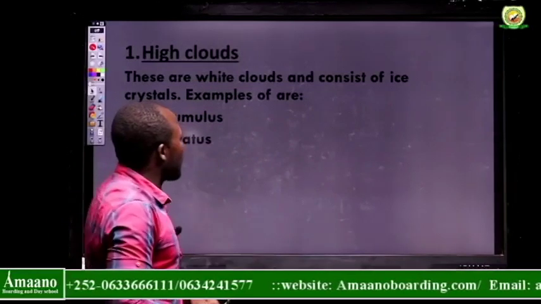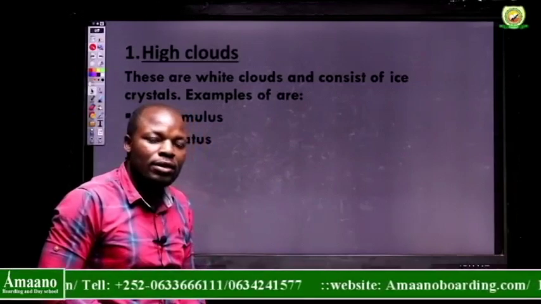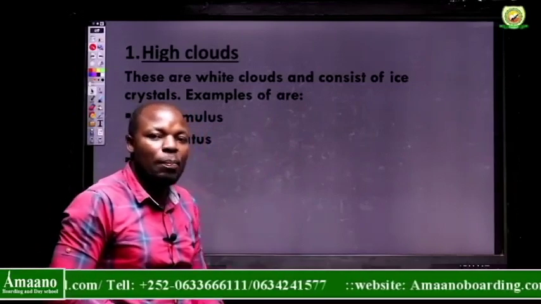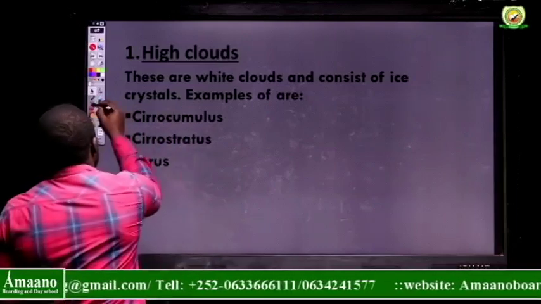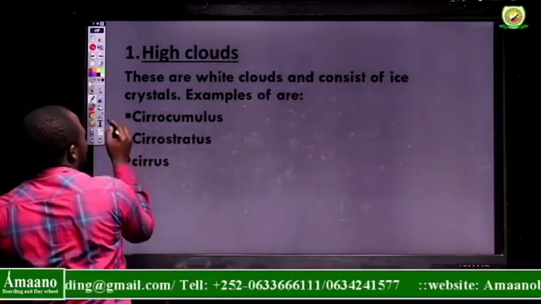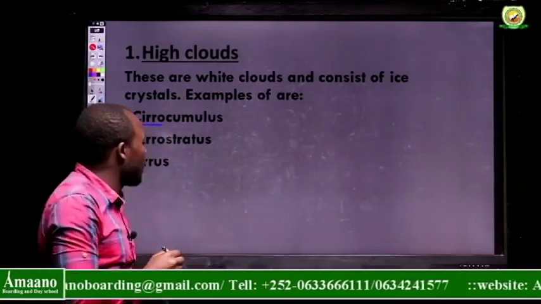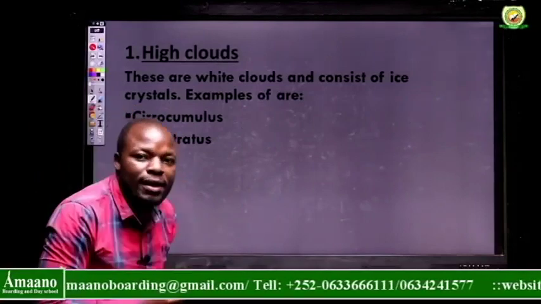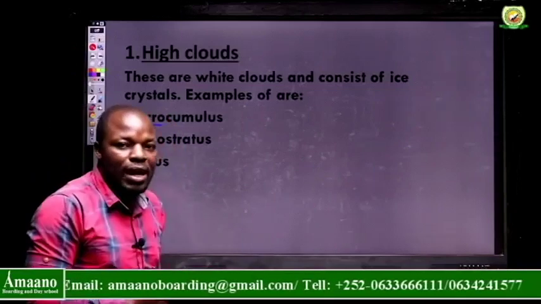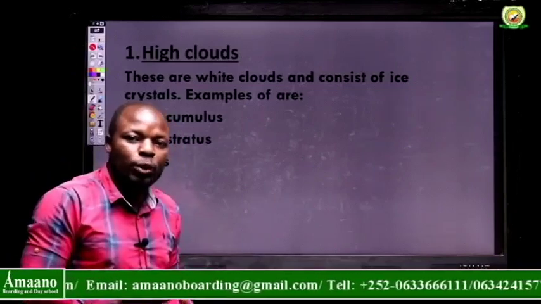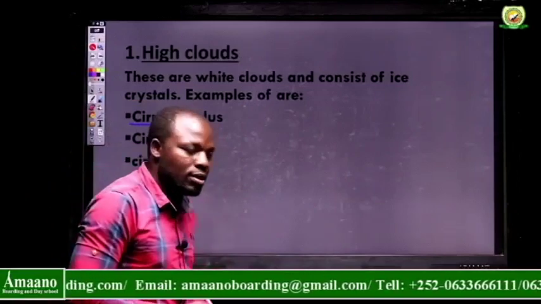Here, the high clouds are clouds that consist of ice crystals, and they are usually found high up in the atmosphere. Examples include the cirrocumulus, the cirrostratus, and the cirrus. All these three categories are types of high clouds.